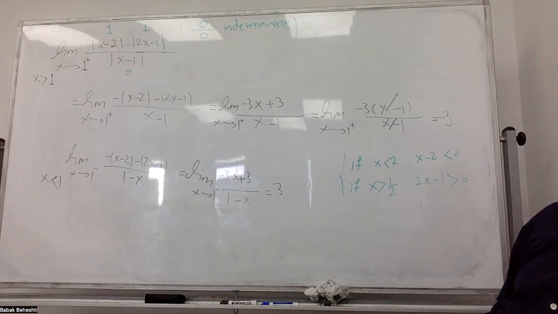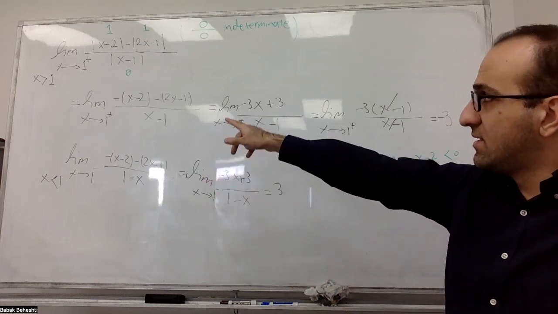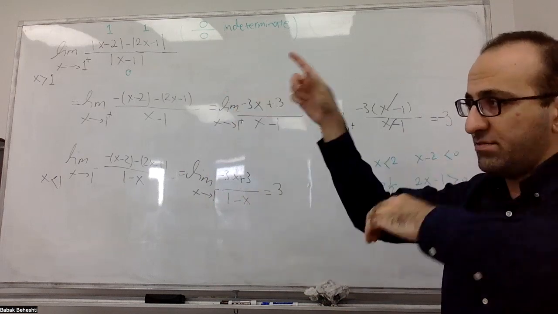So far, so good? So you switched out the denominator, but it's the same way. The denominator is different because when x goes to 1 minus, then x minus 1 is negative.